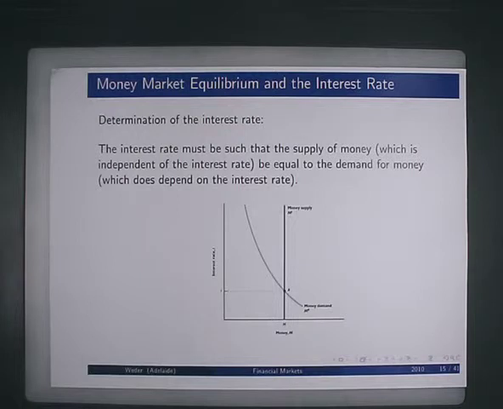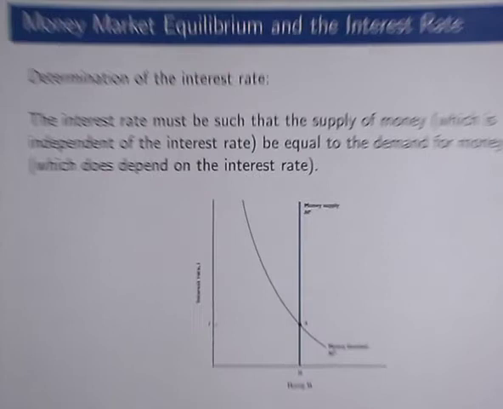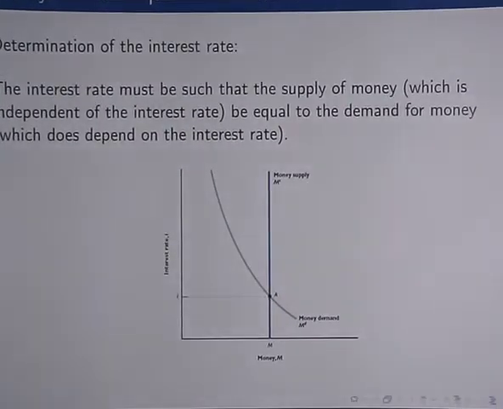And what this does here is going to determine the interest rate on this market. How is this happening? Well, again, here we have money on the horizontal axis and the interest rate on the vertical axis. This is our money demand function. This is exactly the function that we've seen before. The only additional thing here is that we introduce money supply.